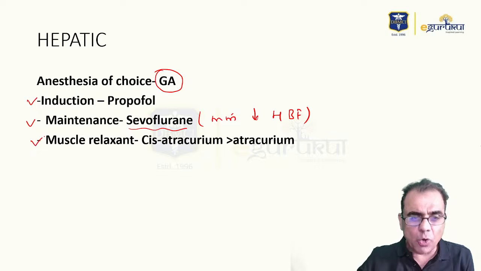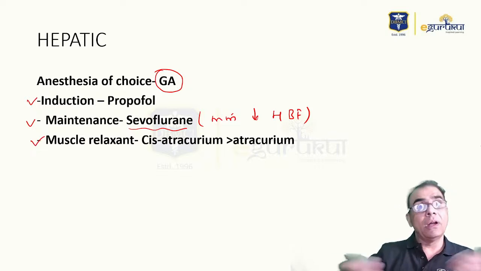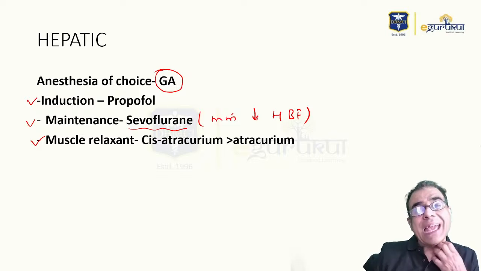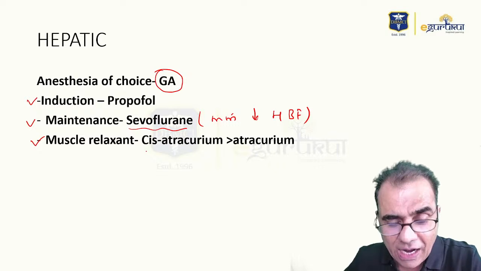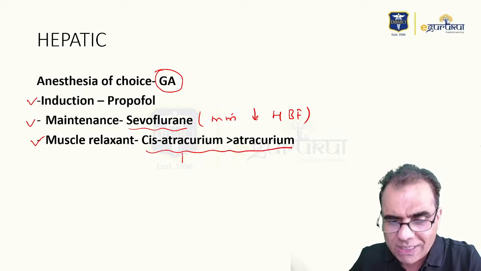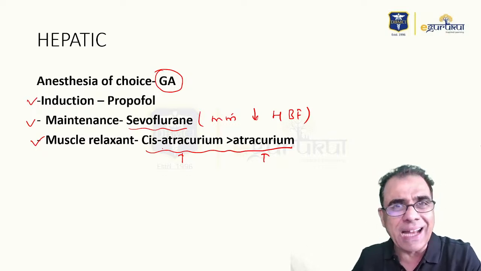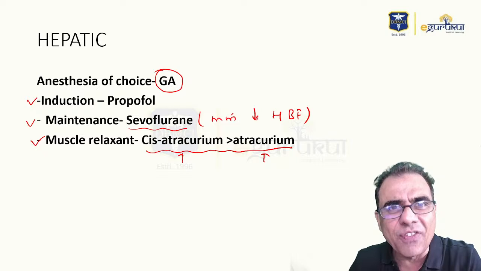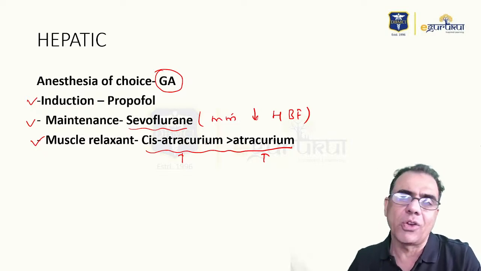Muscle relaxant, I told you that cisatracurium and atracurium are metabolized by Hofmann degradation, spontaneous degradation, so they are definitely preferred. If you have to choose between cisatracurium and atracurium, cisatracurium is a newer agent, an isomer, so it has fewer side effects. So between these two, cisatracurium will definitely be preferred.